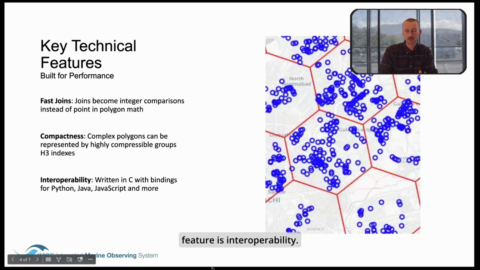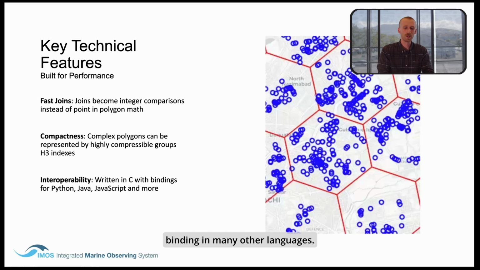And the other key technical feature is interoperability. So the package for H3 is written in C, and there's a binding in many other languages, so we can work wherever we need to in whichever system and work with the same H3 index and same system under the hood.